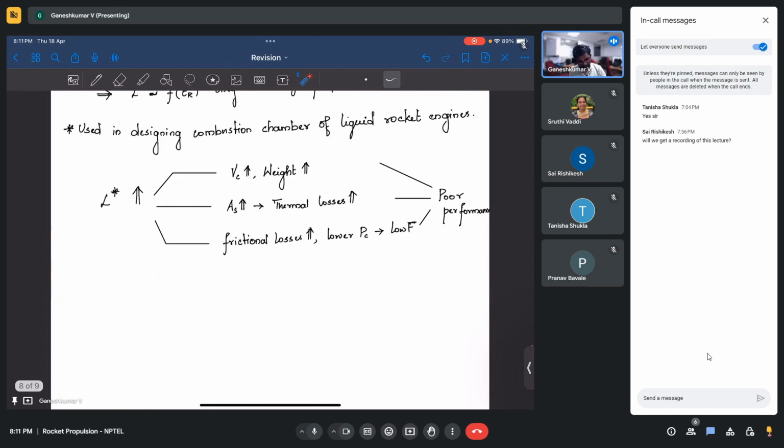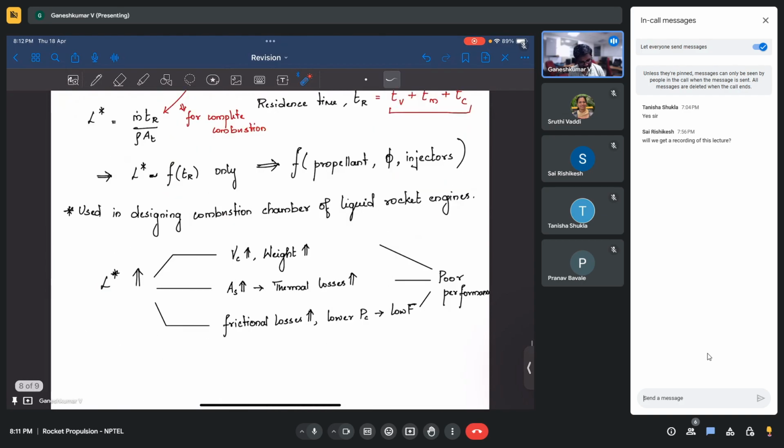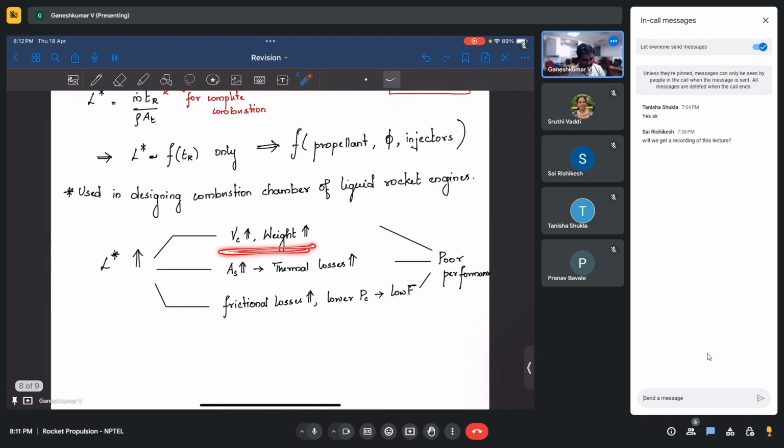And a few important things you can understand about this characteristic length: if the characteristic length is high, your chamber volume increases. If the chamber volume increases, your weight also increases, which is going to cause poor performance. Also, the surface area of the chamber is going to increase, and if the surface area increases, the heat loss to the surroundings also increases. So there will be thermal losses. Because of that, the chamber temperature reduces, and there's going to be poor performance.